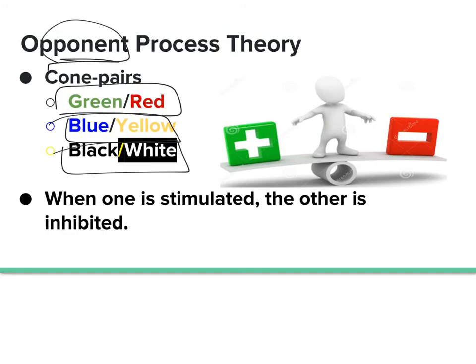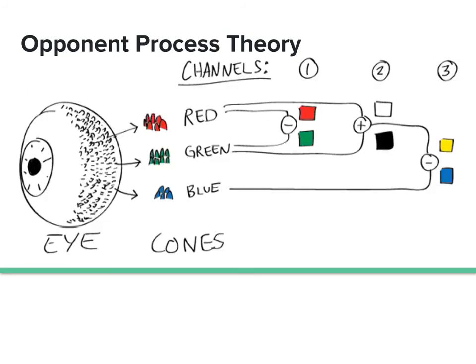Opponent process theory explains after images, and I'd like to invite you to participate in this exercise so you know what I'm talking about. These pairs of cones work together, but they never work at the same time. When you're processing green, your red is inhibited. So opponent means that they work against each other. When we stare at an image, we fatigue those cones that are processing the green, and when we find a neutral space, then their opponent will come back full force.